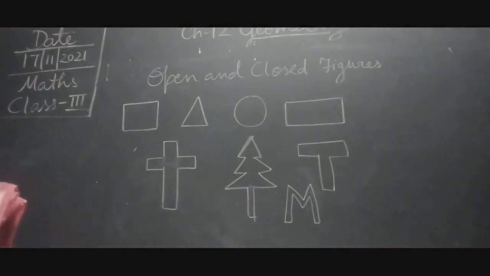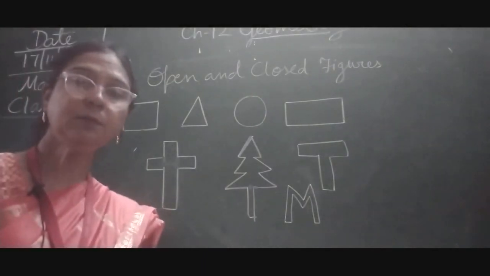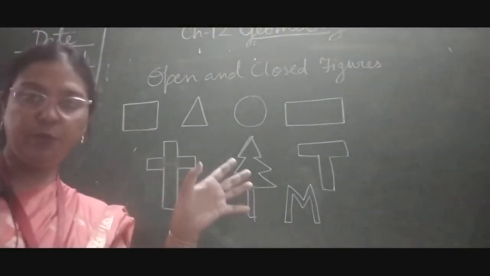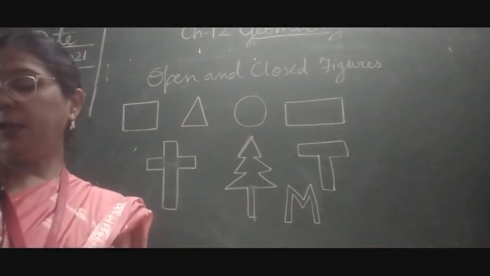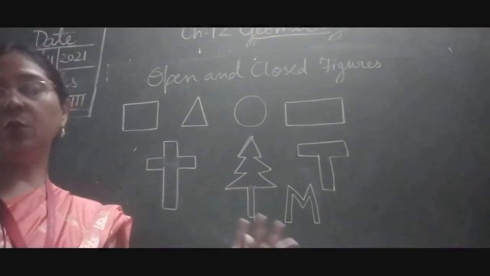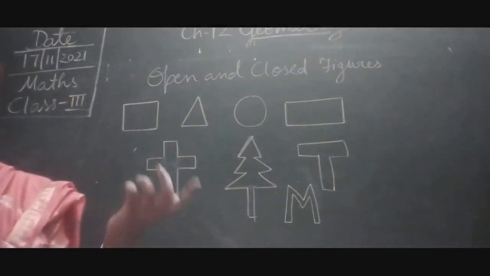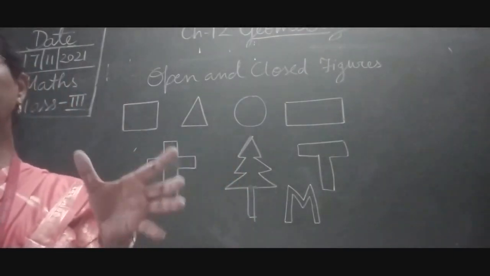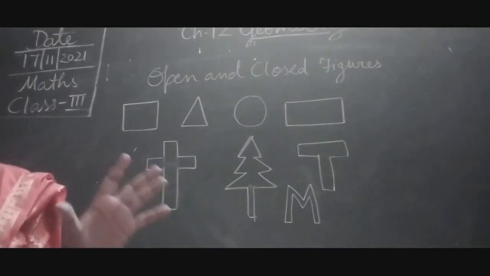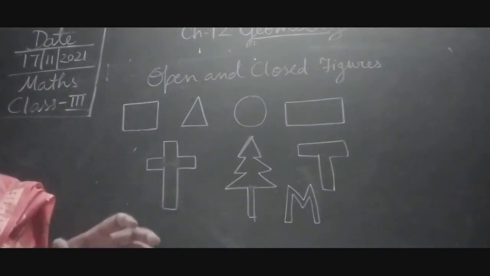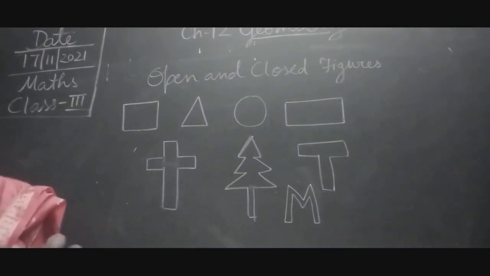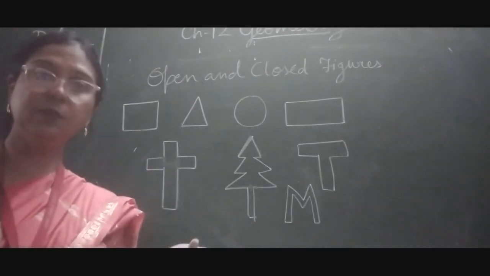Okay children, so complete it and draw this. These are the closed figures. If you put a pencil at one point of the figure and come back to the same point after tracing the whole figure without lifting the pencil, then the figure is closed. This is called a closed figure.